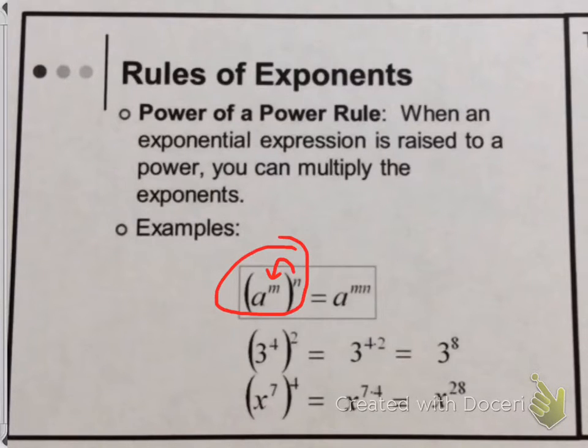So same thing here, you have 3 to the 4th power to the 2nd power. So that will be 3 to the 4 times 2, which will be 3 to the 8th. And again here, x to the 7th power raised to the 4th power, that would be 7 times 4, which is 28.